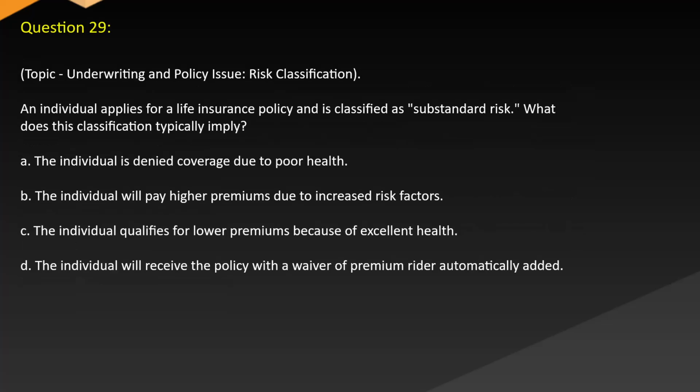Question 29. Topic: Underwriting and policy issue. Risk classification. An individual applies for a life insurance policy and is classified as substandard risk. What does this classification typically imply? A. The individual is denied coverage due to poor health. B. The individual will pay higher premiums due to increased risk factors. C. The individual qualifies for lower premiums because of excellent health. D. The individual will receive the policy with a waiver of premium rider automatically added.